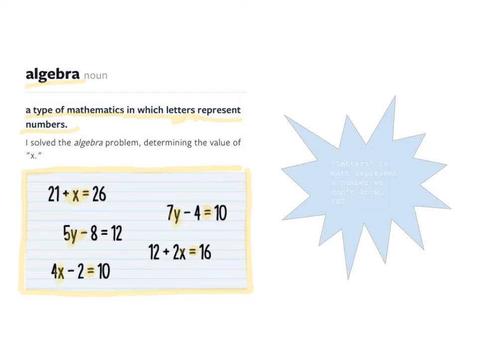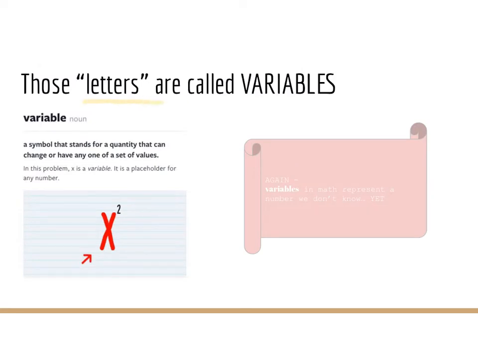And letters in math represent the numbers we don't know yet. And on the next slide, I'm going to tell you what we actually call those letters in math. We call those letters variables. All right, so variables. Variables are a symbol that stands for the quantity, that means number, that can change or have any one set of values.